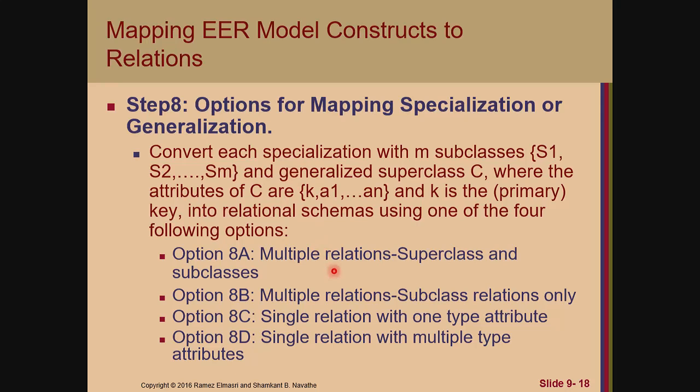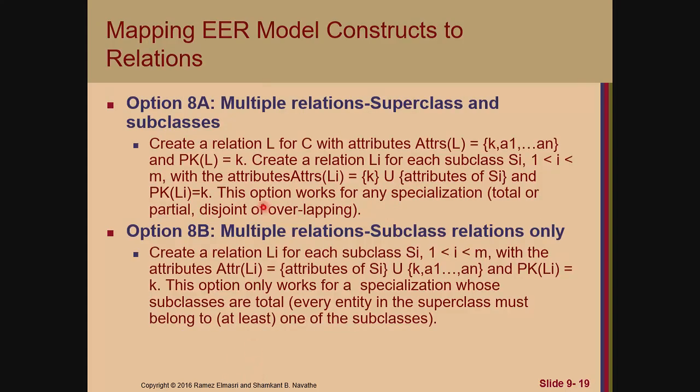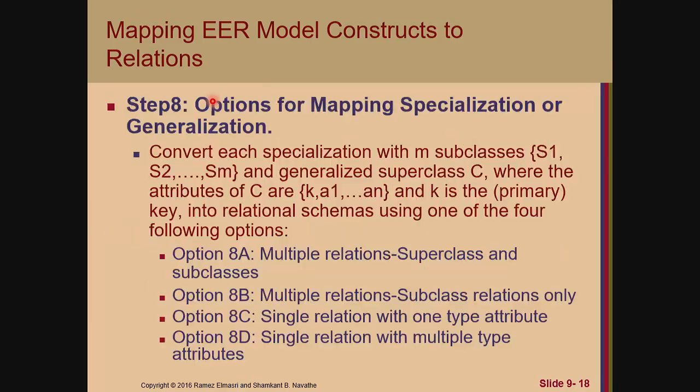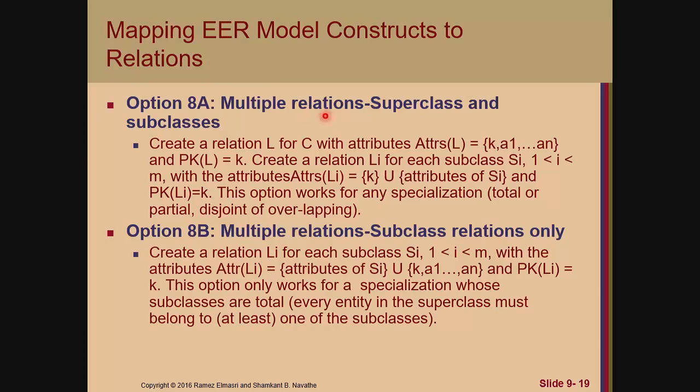So from specialization or generalization, we have 4 techniques. Multiple relations, superclass and subclasses; multiple relations, subclass relations only; single relation with one type attribute; and single relation with multiple type attributes. Okay, let's see the first one. Option A, from generalization and specialization. Multiple relations, superclass and subclasses.